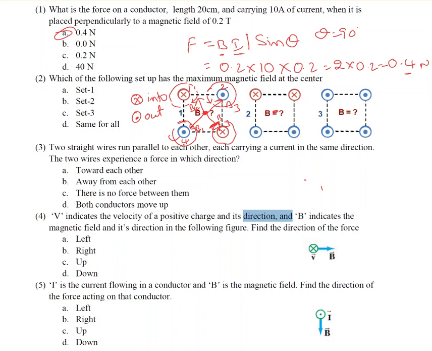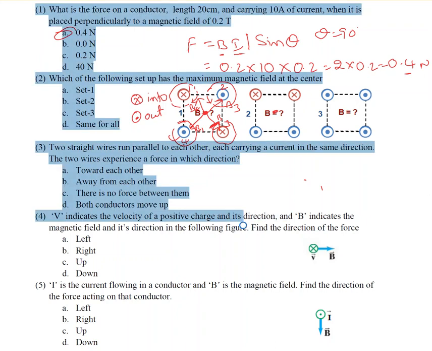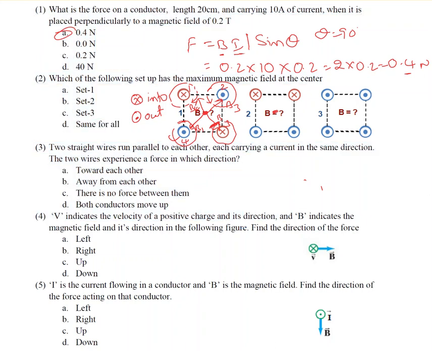Now we'll see the last one. Every current is coming out of the board, so everything is going to be in the anti-clockwise direction. It's going to be something like this. Because of this also, here the magnetic field is 0.